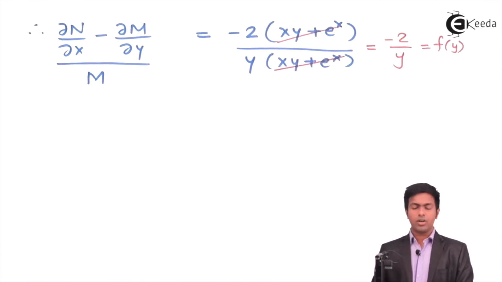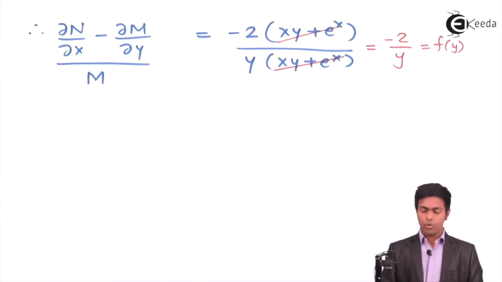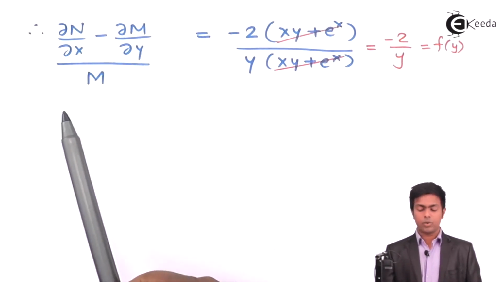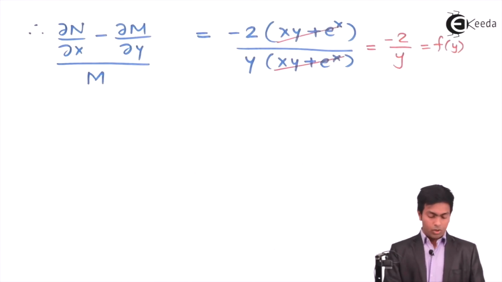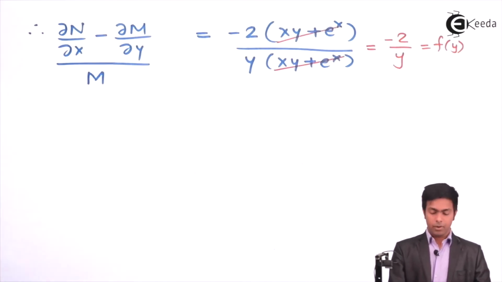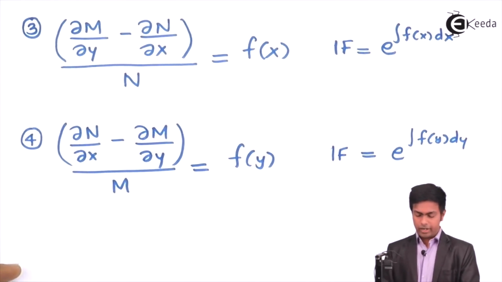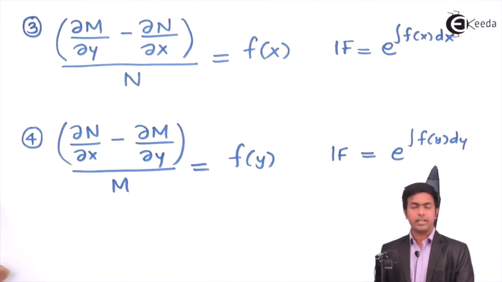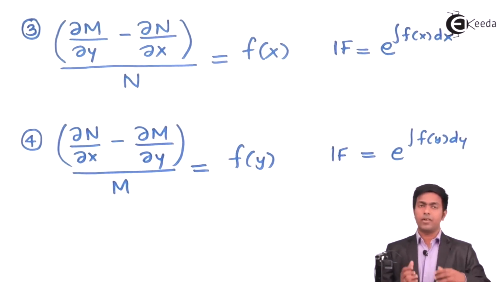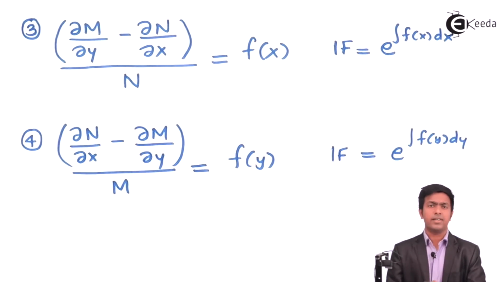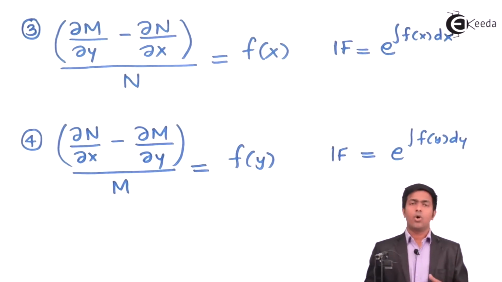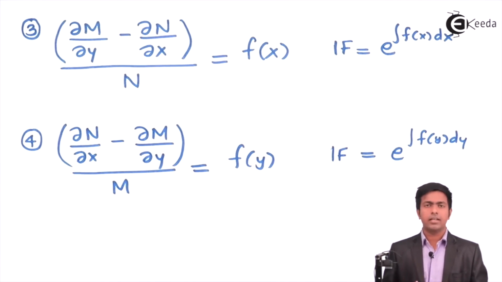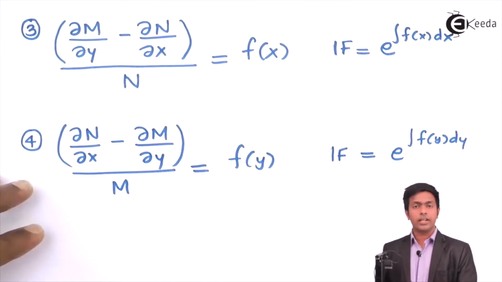So in short, we are getting the value of (∂n/∂x minus ∂m/∂y) upon m as a function of y, which is mentioned in the property. If we get this answer as a function of y, then this is the integrating factor, and we multiply the given differential equation with the integrating factor to make it exact, and then by using the solution method of exact differential equation we can get the solution. So let's find out the integrating factor.